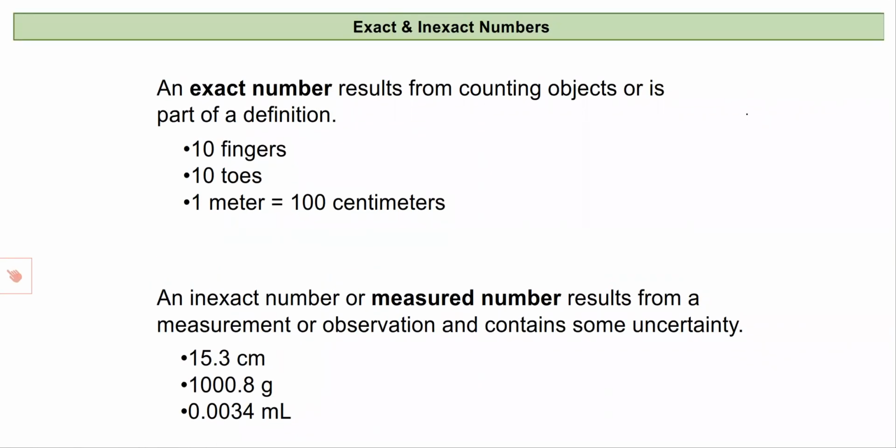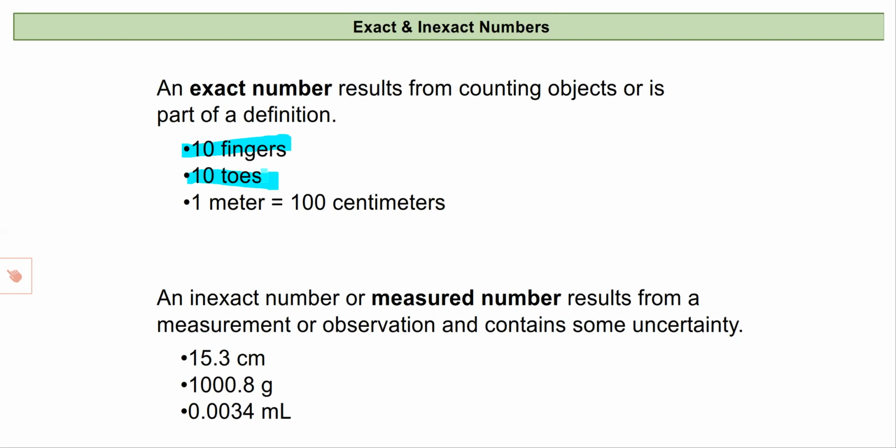So first, let's start with differentiating exact from inexact when we talk about numbers. An exact number results from counting objects. It can also be the definition of something. So I can count the number of fingers on my hand, and I'll have 10 fingers. I can count the number of toes on my feet. I'll have 10 toes. Nothing really changes that, and I can just count them. And that's an exact number.